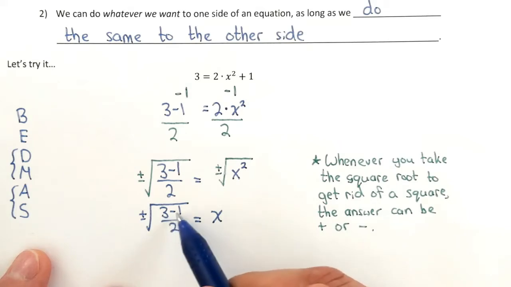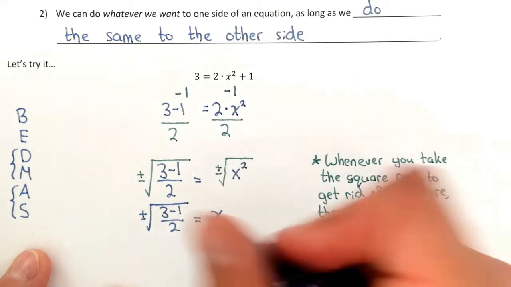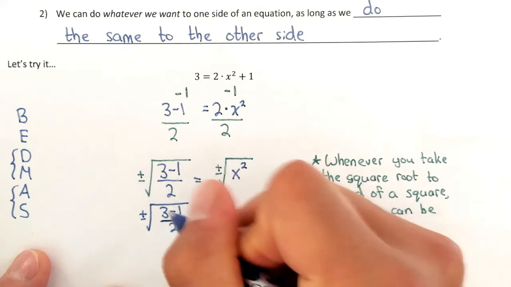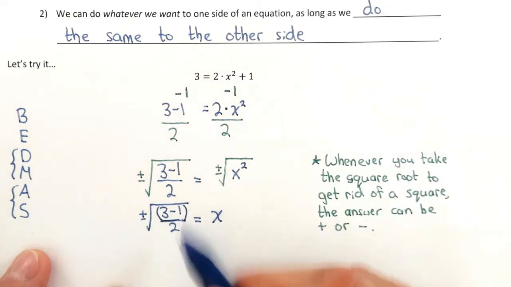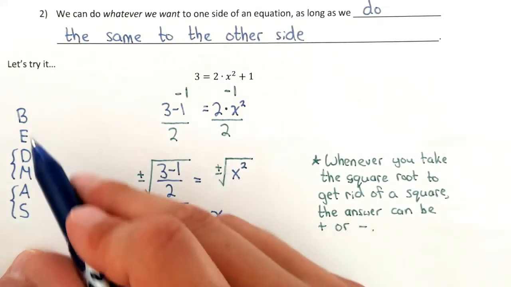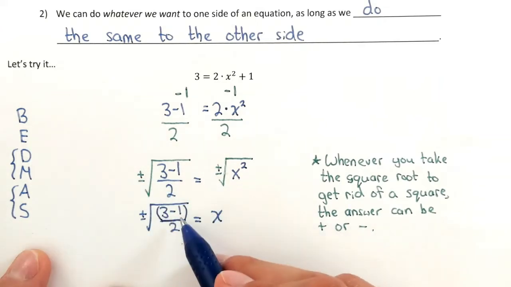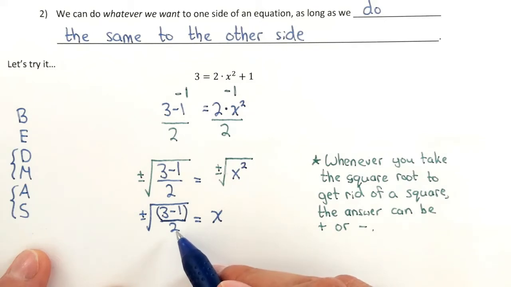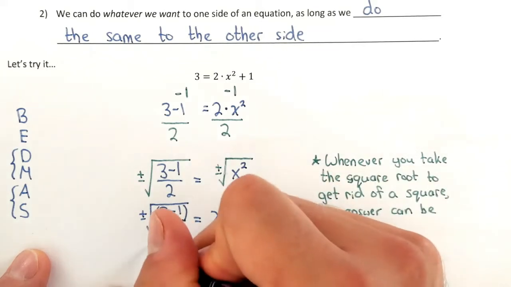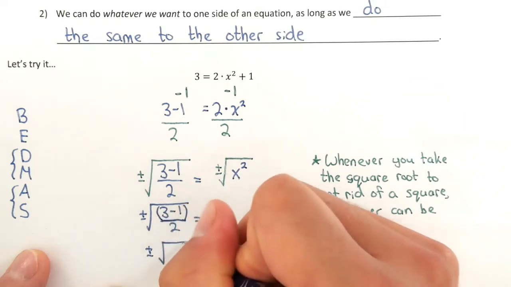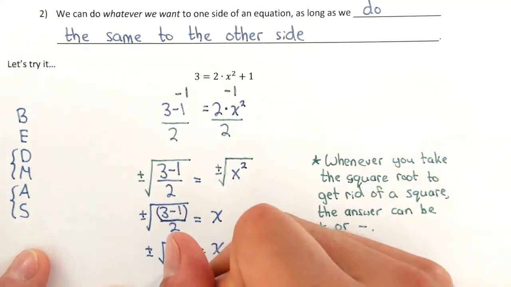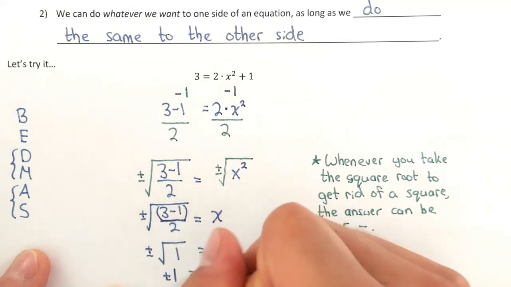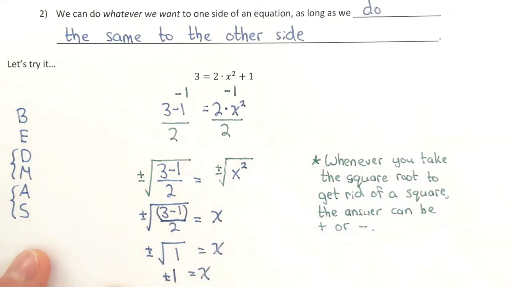Even though this is a subtraction, which is kind of at the end here, whenever we have a fraction like this, we imagine that there's brackets around the numerator and around the denominator. So that actually gets done first. So 3 minus 1 would be 2. 2 divided by 2 would be 1. So my final answer is plus or minus the square root of 1, which is just plus or minus 1. And we have solved for x.